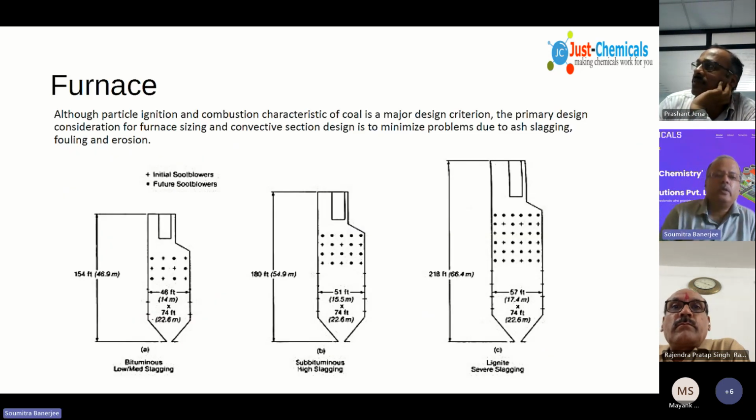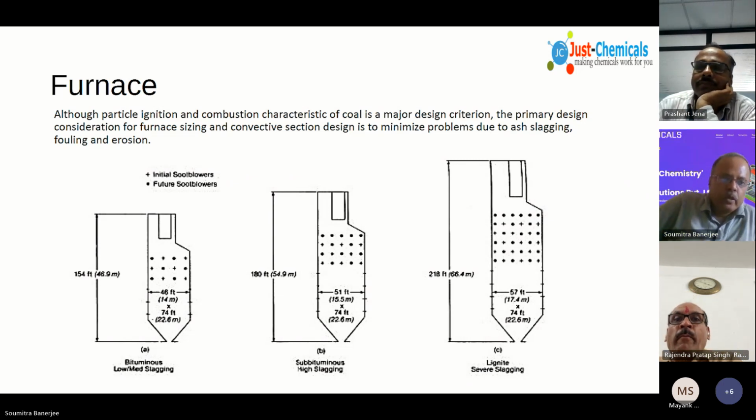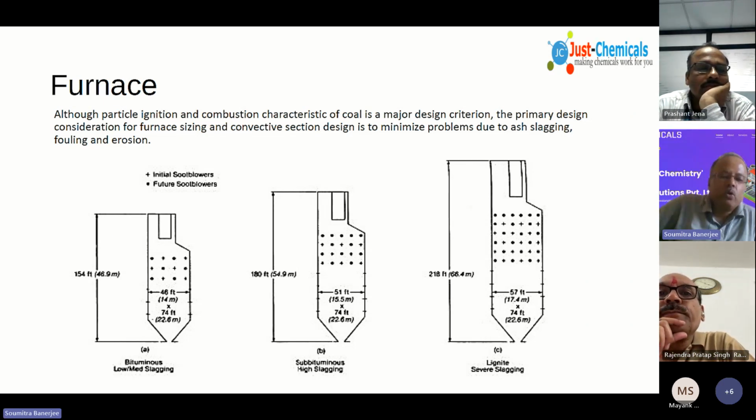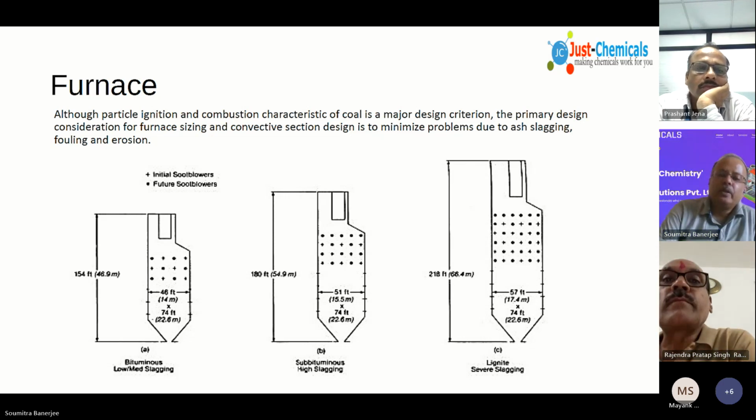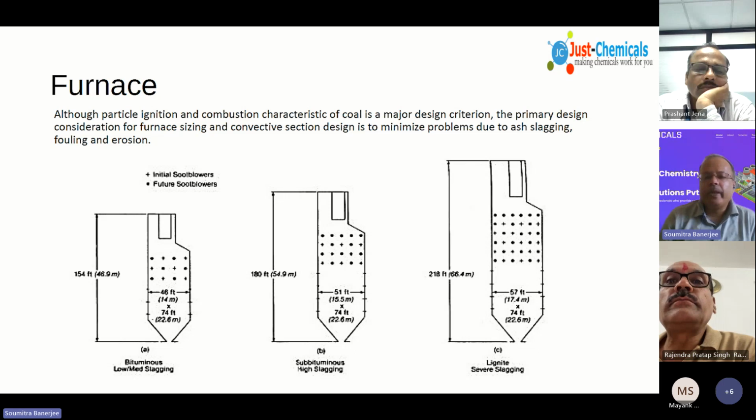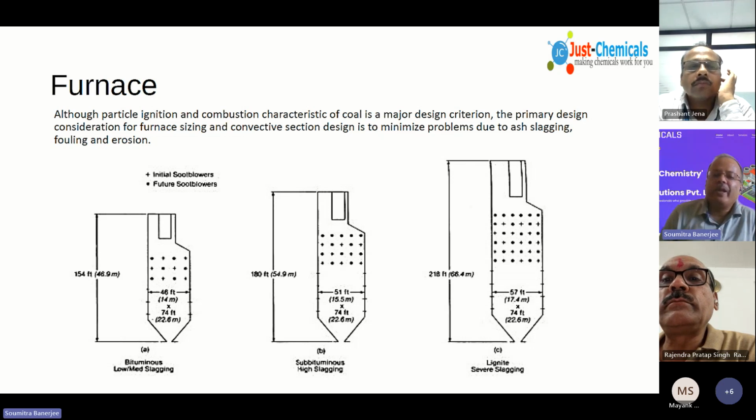Okay, now if you see the particle ignition and combustion characteristic of coal, for the furnace design, if I am designing it for bituminous, low and medium slagging coal, it will be of lower height. If I am designing it for subbituminous, high slagging coal, the height will be slightly higher. And when I'm on lignite, the height of the furnace will be large. You can see from this slide that coal properties define the furnace height and its limitations. It's diameter as well.